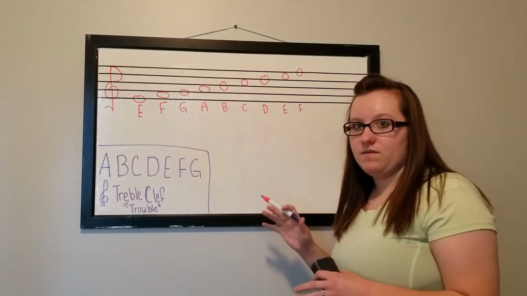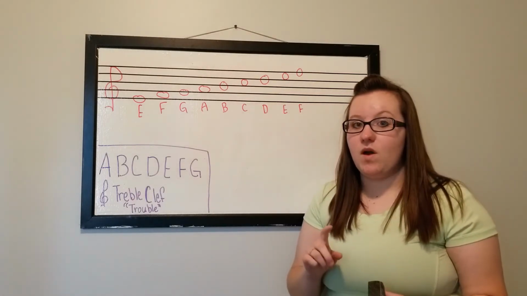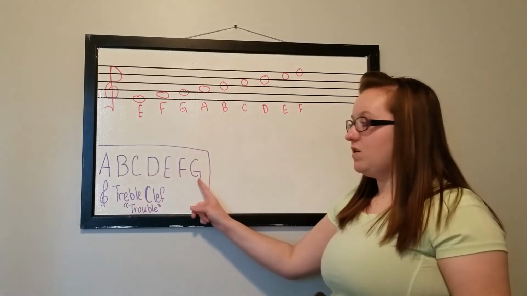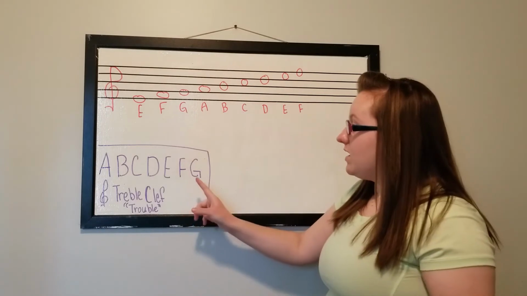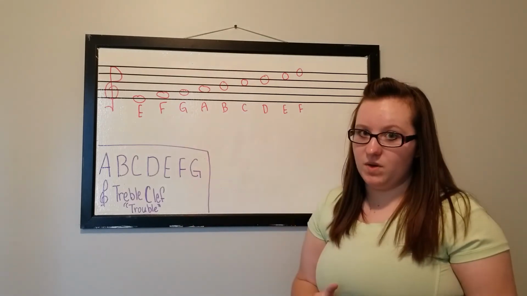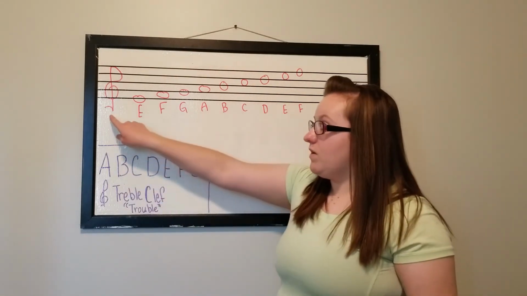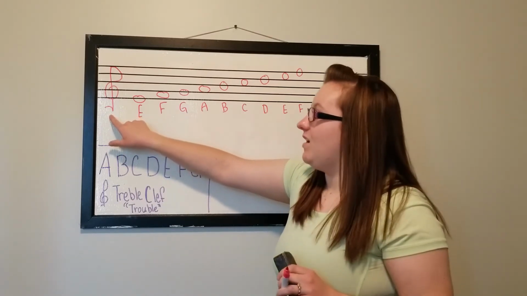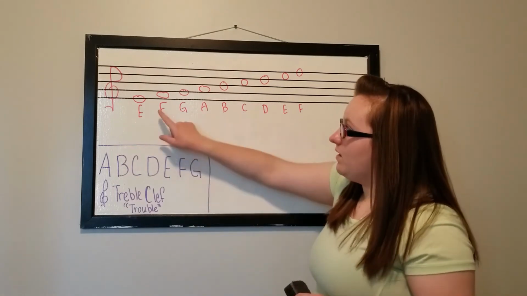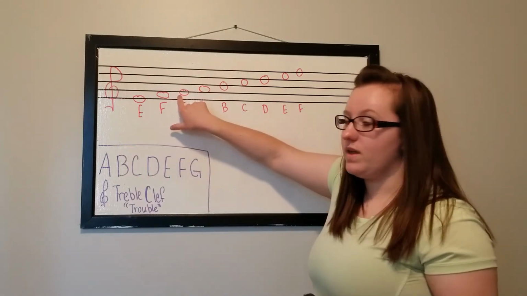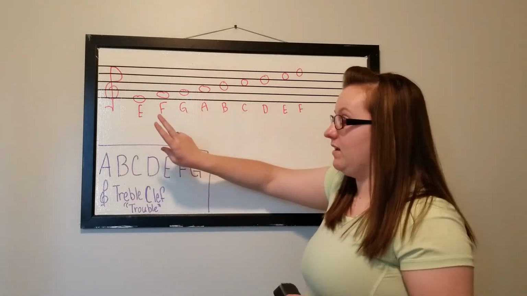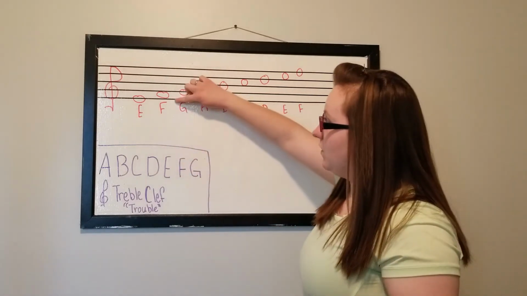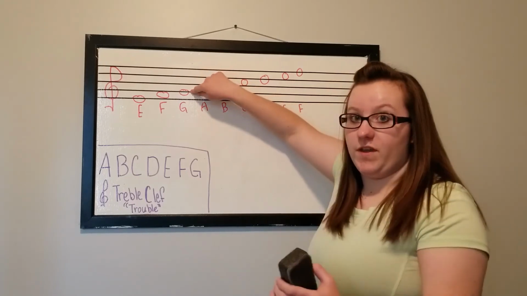What we need to take out of this video is remembering that we only use the first 7 letters of the alphabet, A through G. Each letter is assigned to a note. When we are in the treble clef, or the treble clef for violinists, we need to remember that G is always on the second line. And remember, we always count from the bottom going to the top. So 1, 2, there's G.